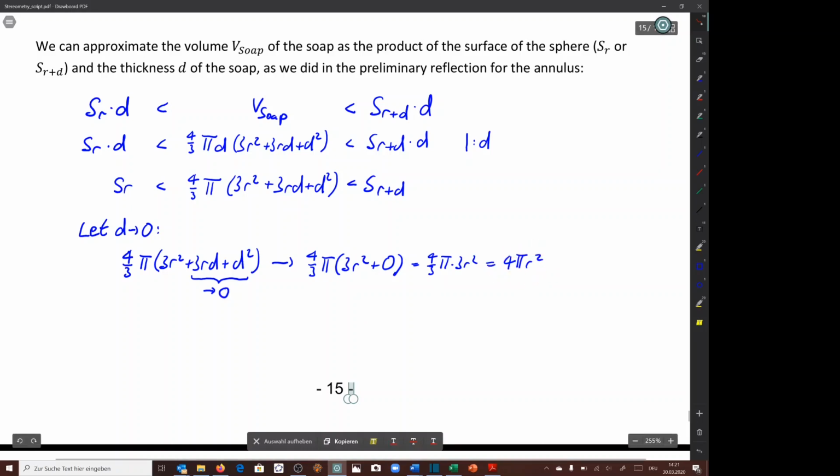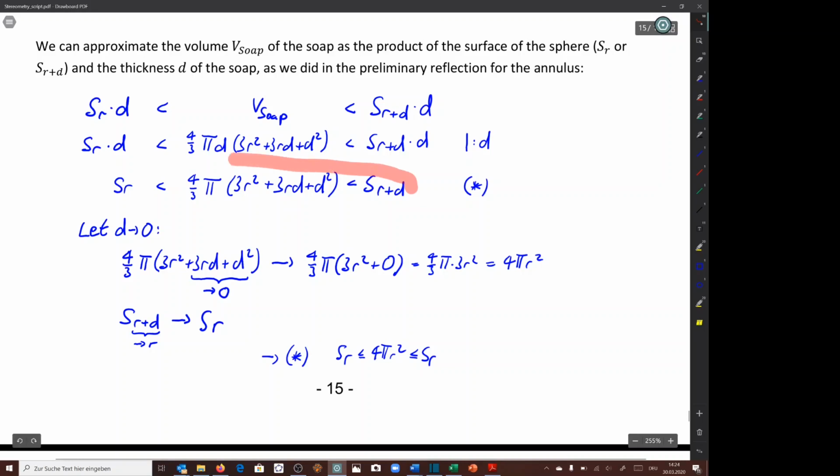And the surface of the outer sphere, well, since it becomes closer and closer to the inner sphere, the surface becomes in the end the same as that of the inner sphere. And inserting these findings now in this inequality, we get, well, here we have S(r). This, we said, simplifies to 4 pi r squared, and this is again S(r). So we get this inequality here. And this means that the surface of the sphere is 4 pi r squared, what we wanted to prove.